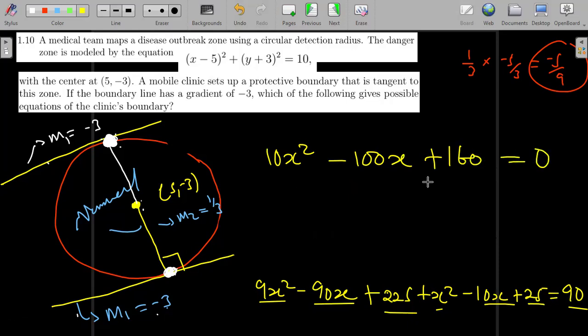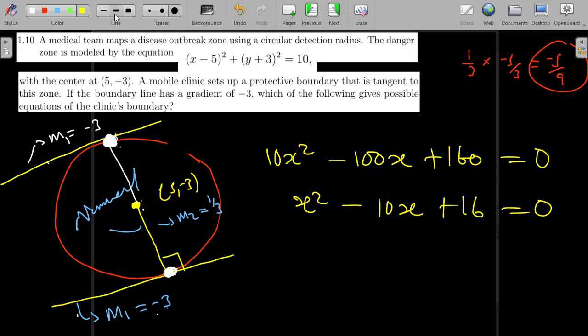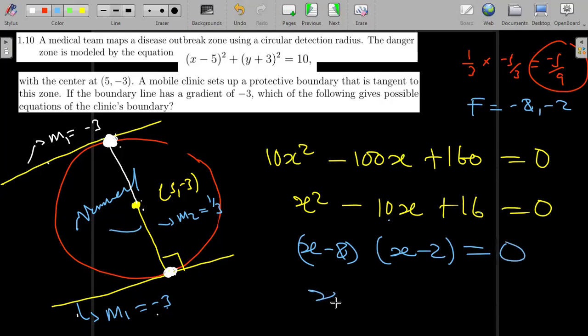So this is the equation that we have, which is just a quadratic equation. We can divide throughout by 10 to get x squared minus 10x plus 16 is equal to 0. So we can solve this quadratic equation. What are the factors? Factors will just be minus 8 and minus 2. If I add them, I get minus 10, and if I multiply them, I get 16. If I factorize this, it will be x minus 8 and x minus 2 is equal to 0. So x will be equal to 8, or x will be equal to 2.